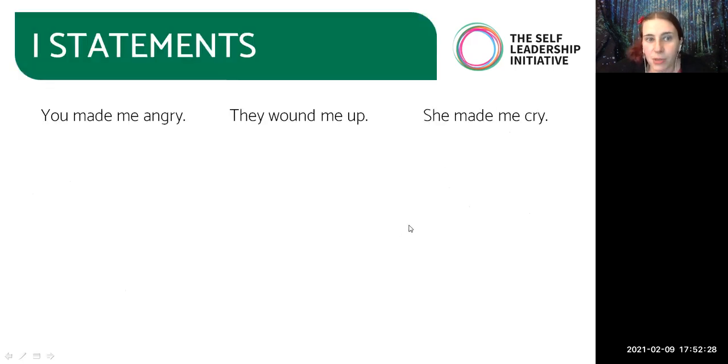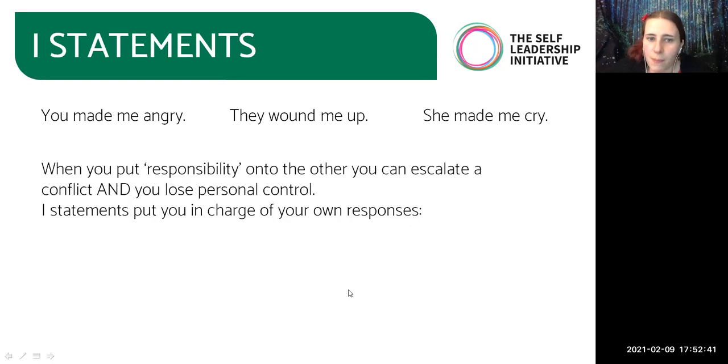And then we can use something called I statements. So these ways of phrasing things, I'm sure you can agree, can come across a bit confrontational. You made me angry, they wound me up, she made me cry. They put the power and the responsibility onto the other person, which might escalate it, but it also means that you lose your personal control in the relationship. And so rephrasing them with I statements helps you take ownership of your feelings.